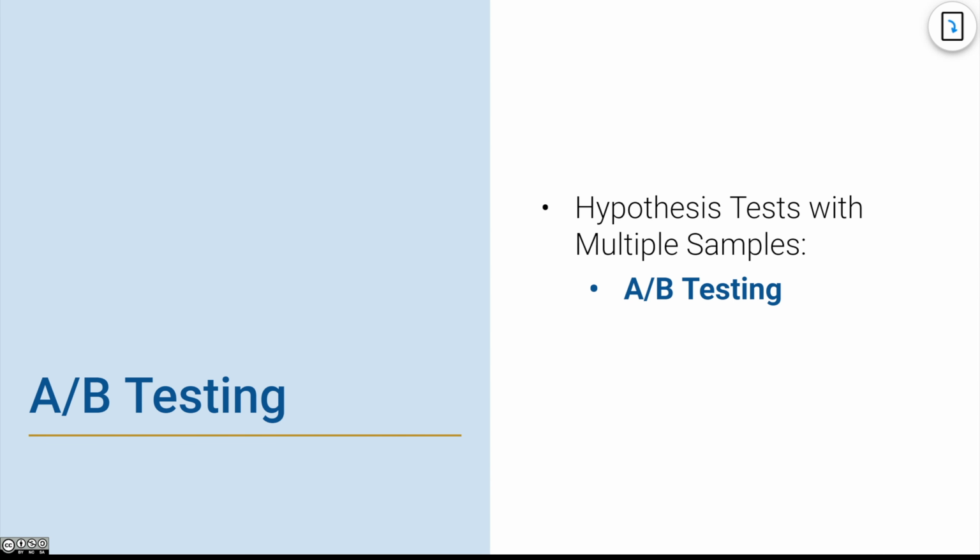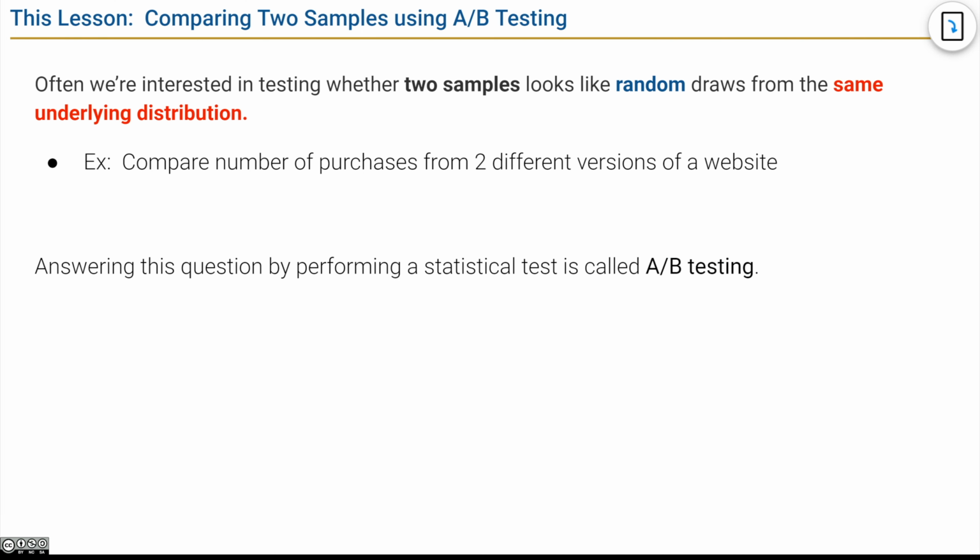Now we're going to introduce hypothesis tests where we're comparing multiple samples. And the most common place this shows up for a data scientist is what's called A/B testing. So, often we're interested in testing whether two samples look like random draws from the same underlying distribution. When might we be interested in this?